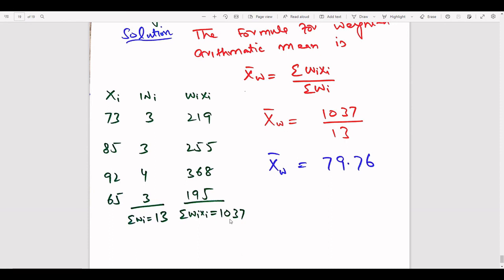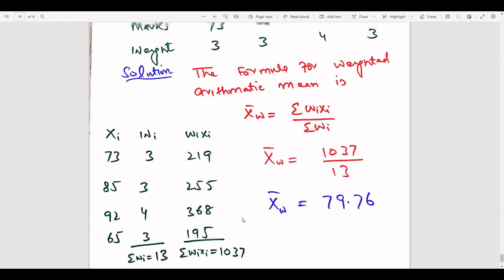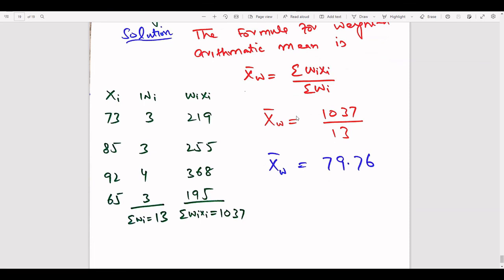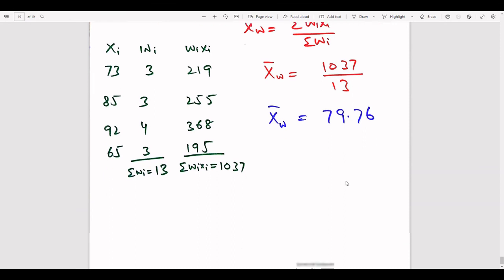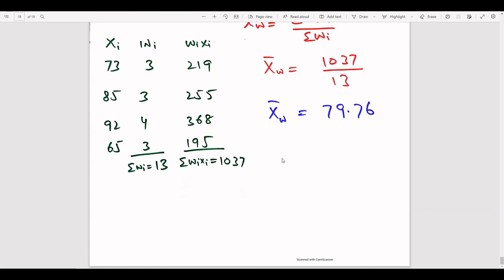The answer is 1037. So x bar w is equal to sum of wi xi over sum of wi, 1037 over sum of wi. Sum of wi is 3 plus 3 plus 4 plus 3, which is 13. So 1037 divided by 13, the answer is 79.76. So we calculated the weighted arithmetic mean.